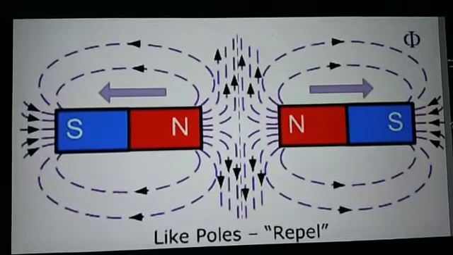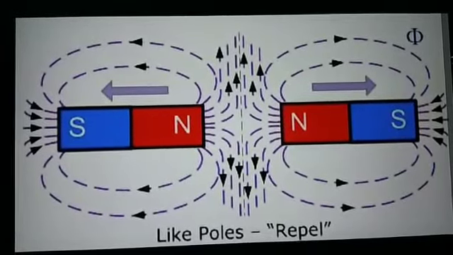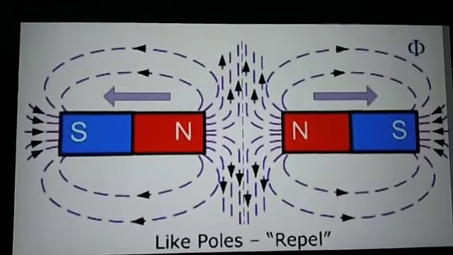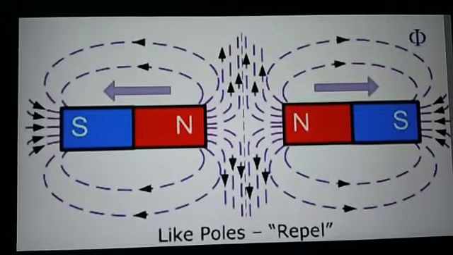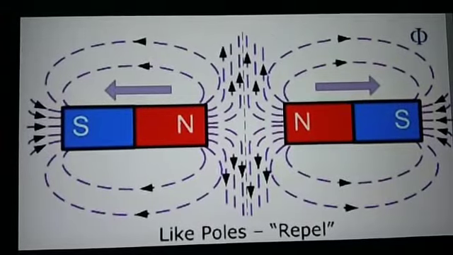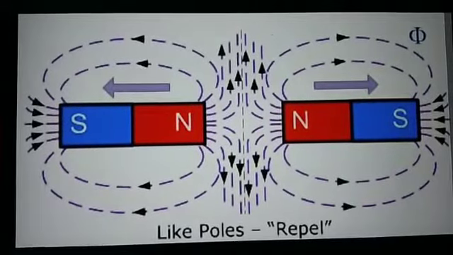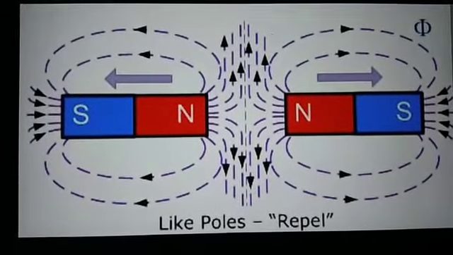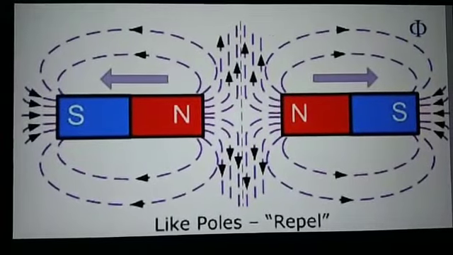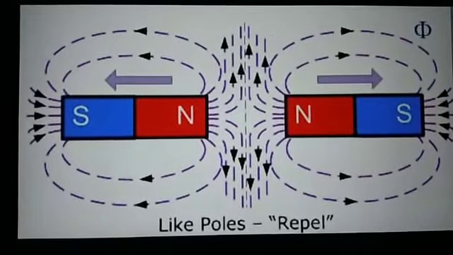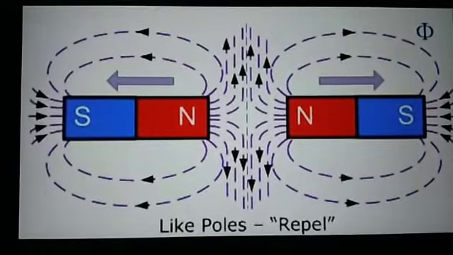How to make a strong magnetic field? When unlike poles attract each other, the magnetic field is strong. When like poles are brought together, the magnetic field is weak. We have to observe the magnetic field lines by using a compass needle.